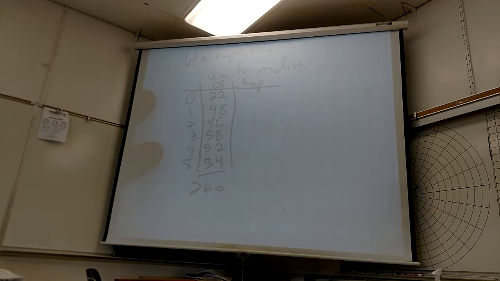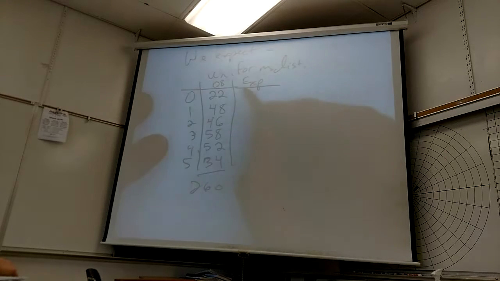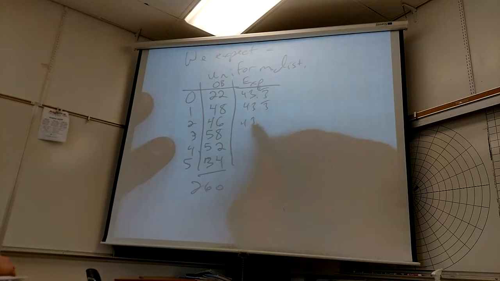Now, if that's expected to be normally distributed, what does that mean? Beautiful. I expect the 260 to be evenly distributed across the categories, but be careful, how many categories are there? There's actually 6. And that little 0 is evil. So each one of these gets 260 divided by 6, which is 43.3 forever. So it'll be the same all the way down.